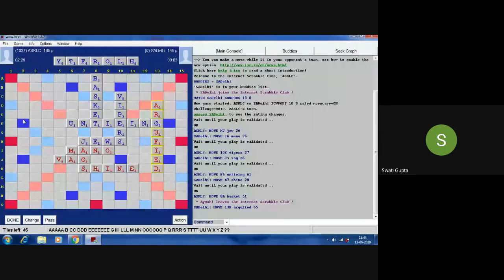We can make two words out of it. See, I can see a FORTY, 40. FOR, even THY is valid. FORTHY.